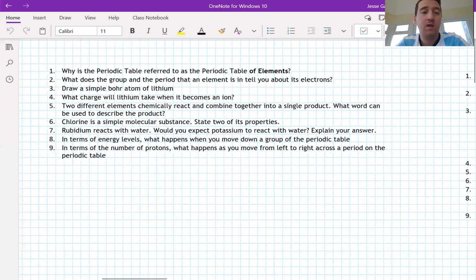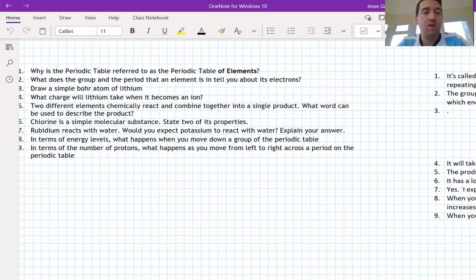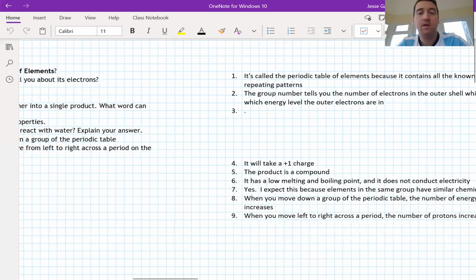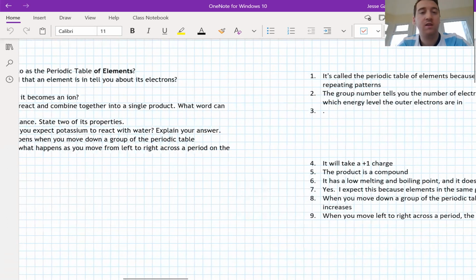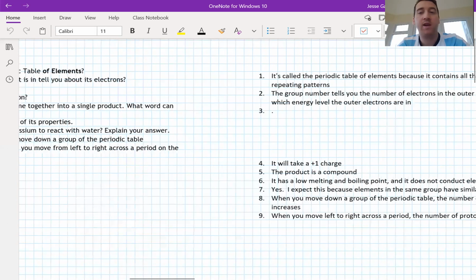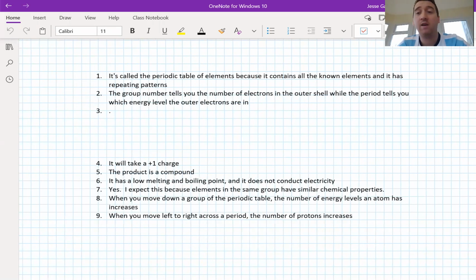Right. Number 2: what do the group and the period that an element is in tell you about its electrons? So the group number tells us the number of electrons in the outer shell. If it's in group 2, it'll have 2 electrons in its outer shell. If it's in group 4, it will always have 4 electrons in its outer shell. Group 7, it has 7 electrons in its outer shell. So we learned about that little shortcut for working out the number of electrons in the outer shell. And what about the period? Well, the period it's in tells you what energy level the outer shell electrons are in.